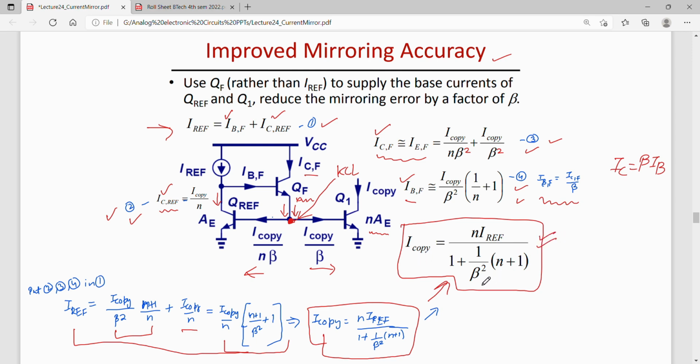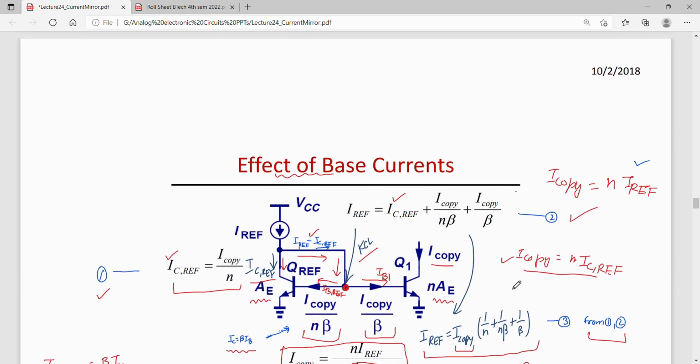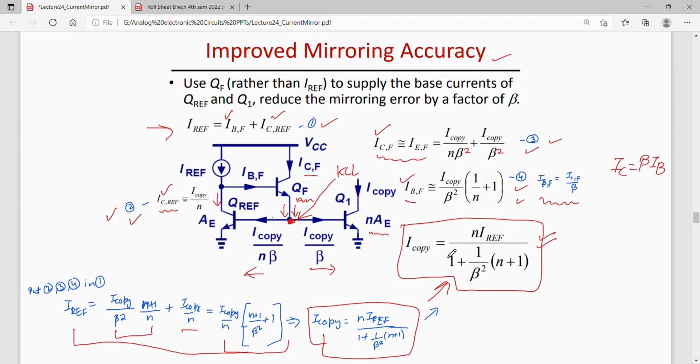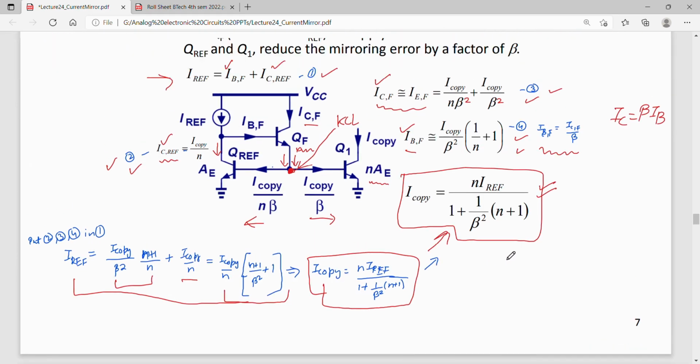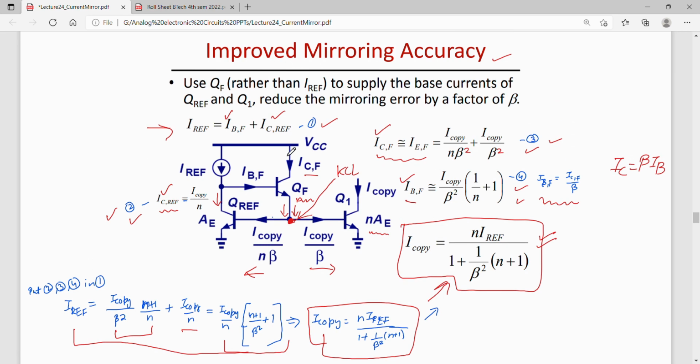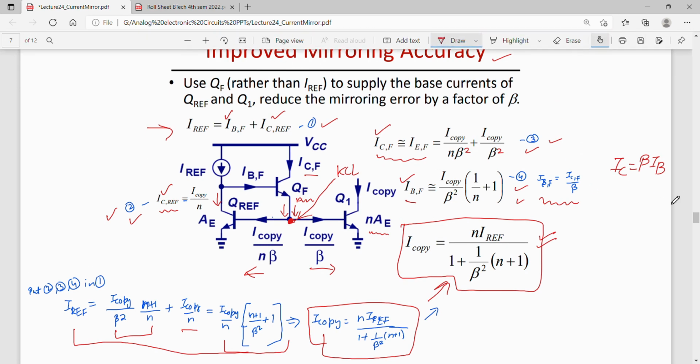So here we see beta square in the denominator. In the previous case, we didn't have beta square here. And we said that if we can reduce this term by increasing beta, then mirroring accuracy will be improved. So here the mirroring accuracy looks improved because instead of beta it is beta square. So this term is further small. So I copy is now more close to n times IREF. So mirroring accuracy can be improved by this transistor QF. That means.